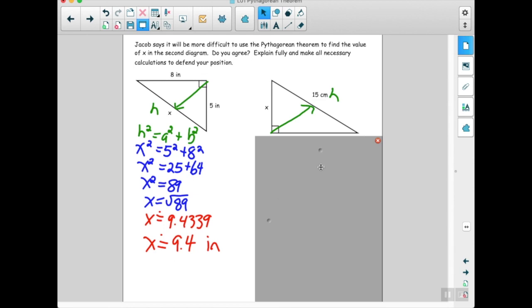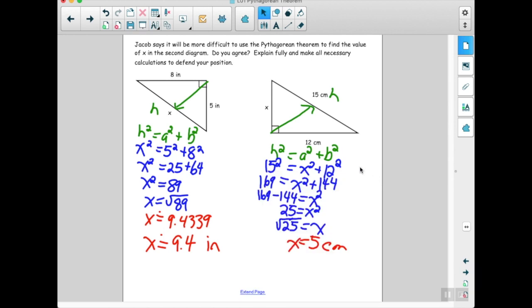All right, let's look at the next one over here. Maybe I'm just going to close that. Again, I'm going to start by drawing the arrow off the right angle. It's pointing to this side, so the hypotenuse is 15. It doesn't matter which of these I label A or B. I've chosen to label this as A and 12 as B. So 15 squared equals x squared plus 12 squared. Also forgot to mention, started with the introduction. 15 squared is 169 is equal to x squared. 12 squared is 144.